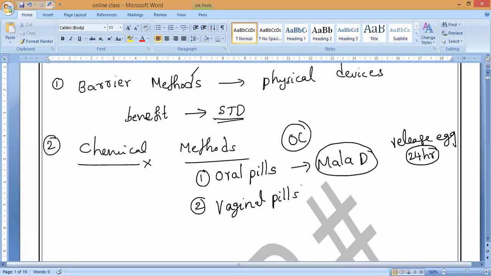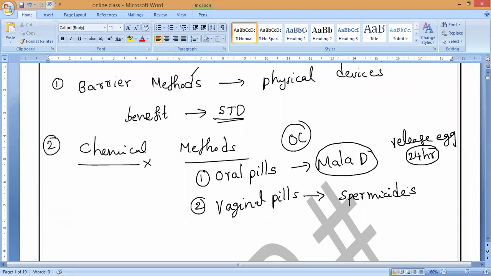Now if it comes to the vaginal pills, this is another type of pill which has no kind of function on the eggs. These vaginal pills contain some kind of chemicals called spermicides. It only kills the sperms, so they are not allowed to enter the female reproductive system.